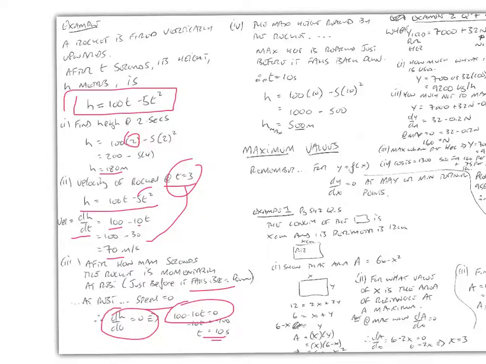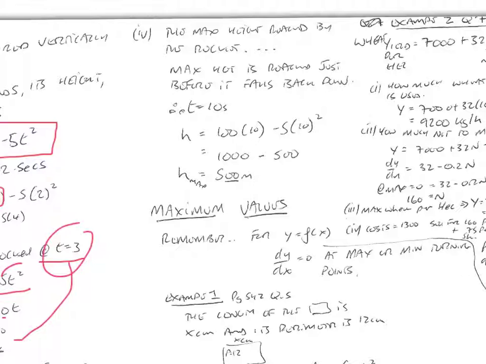And then up here we have the max height. Find the max height reached by the rocket. Well, the max height is reached just before it falls back down, and if you recall, that was t equals 10 seconds. So you plug 10 into your formula for height, and you get 500 meters before it stops and falls back down again.